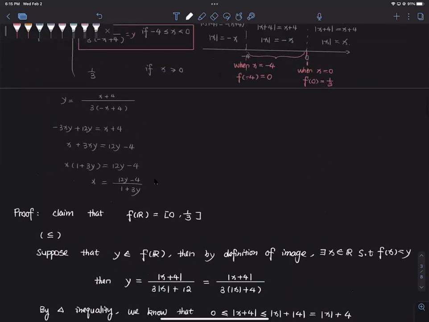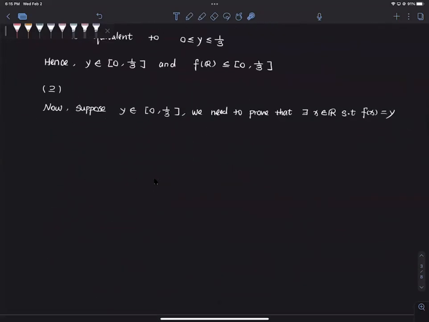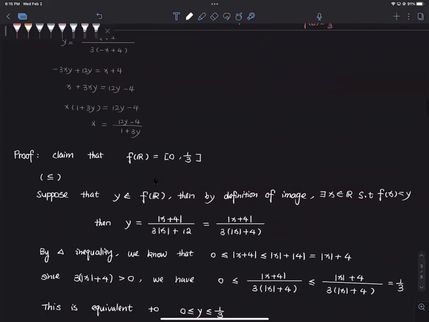So from my rough work, I know this is my x. So let's let x be that. What's x again? 12y minus 4 over 3y plus 1.